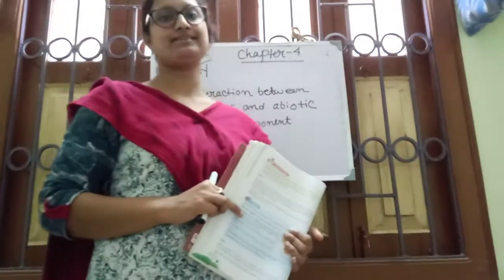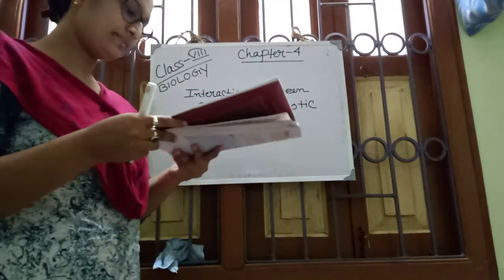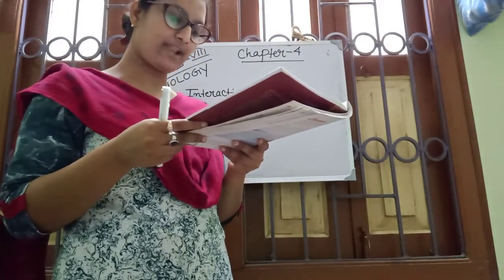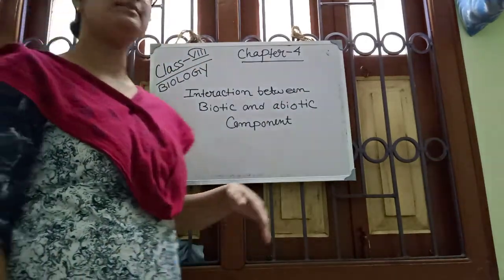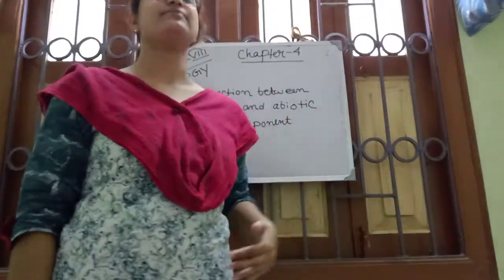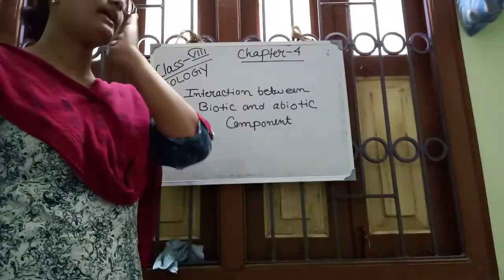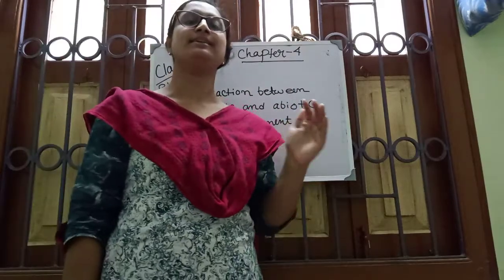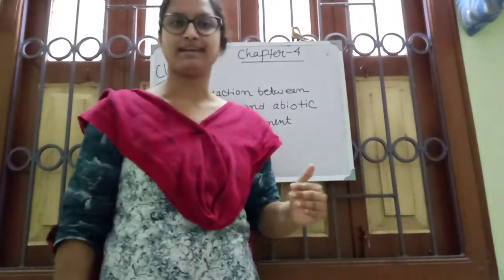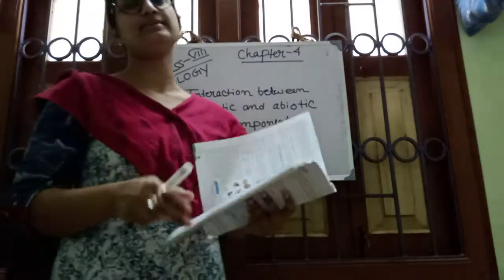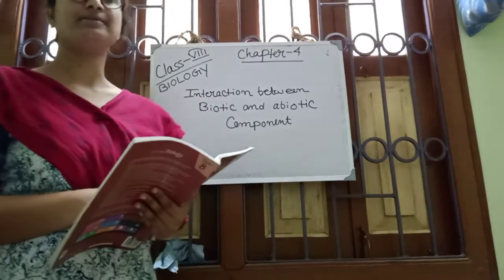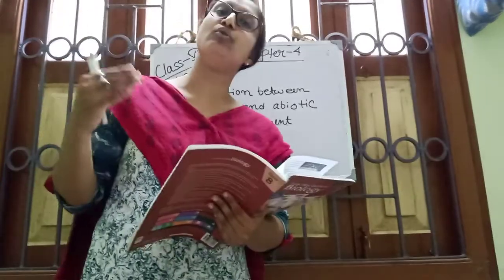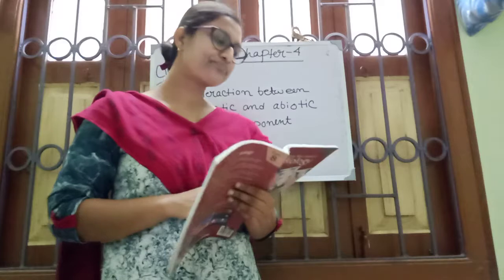Okay, how is the interaction? Now let's discuss. The biotic components, which are the producers, consumers, and decomposers, along with the abiotic environment, depend on one another. The abiotic components supply nutrients to the producer. Producer means green plant or autotroph. They can produce their own food. This is called the producer.